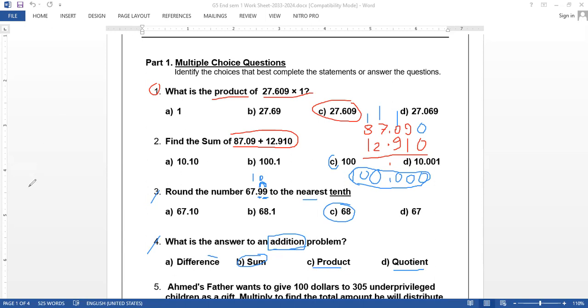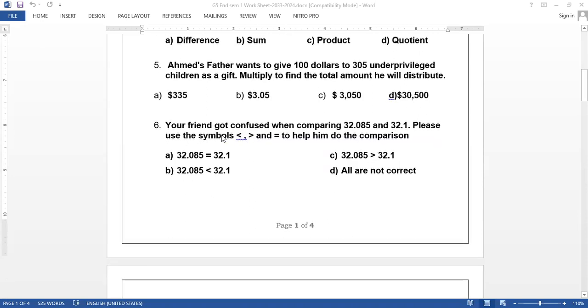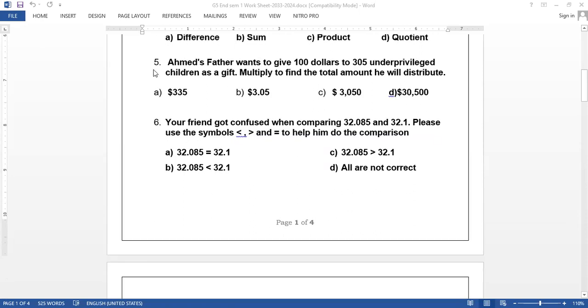Now we go to question number 5. Ahmed's father wants to give $100 to 305 underprivileged children as a gift. Multiply to find the total amount he will distribute. Now in the question, he said multiply. So here he said multiply because we want the total amount he needs to distribute.